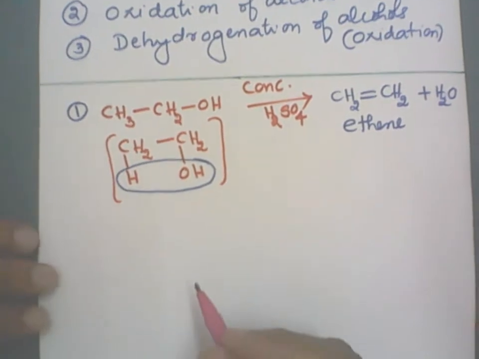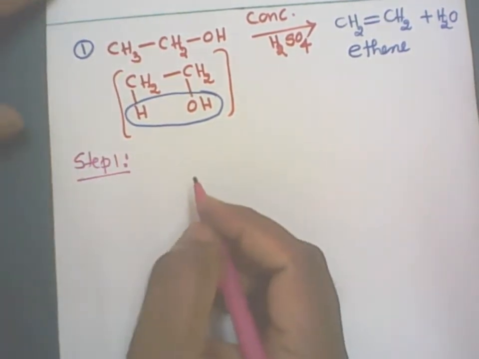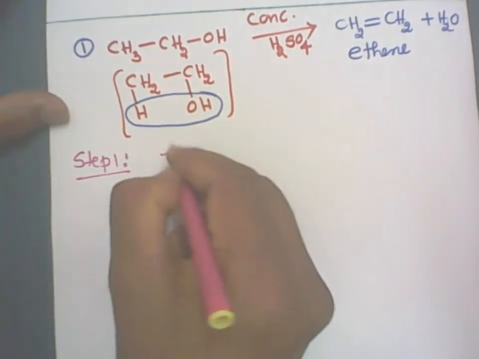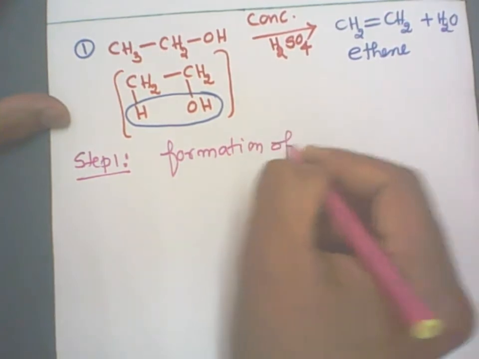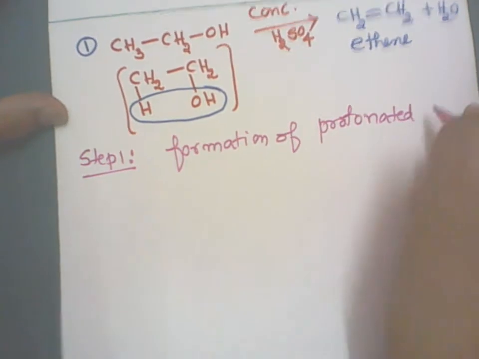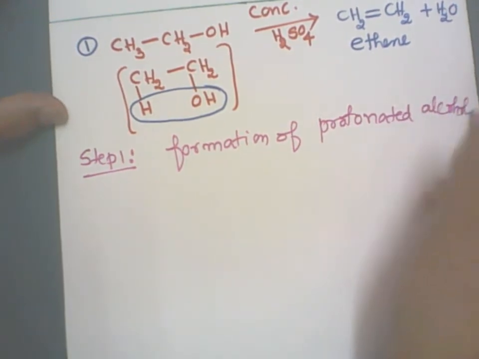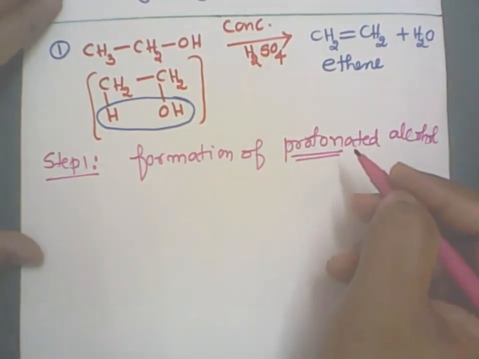And for this reaction we need to write down the mechanism. It involves altogether 3 steps. So step number 1 is known as the formation of protonated alcohol. Protonated means H plus should be there.